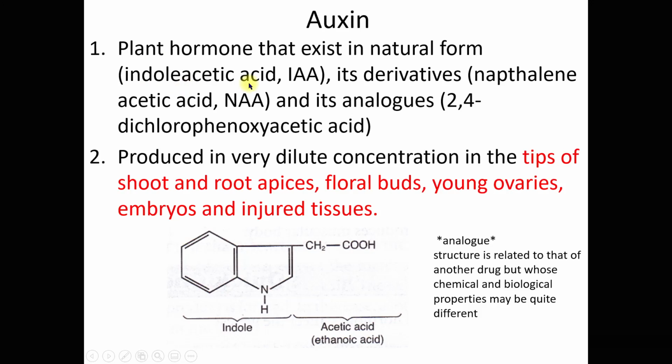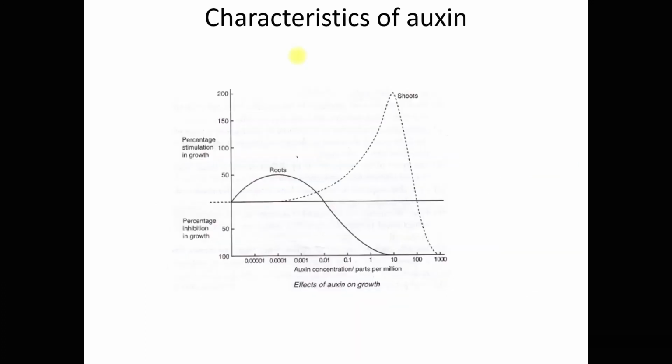Okay, and a derivative of auxin is naphthalene acetic acid, and its analog is 2,4-dichlorophenoxyacetic acid. This is not that compulsory for you to know for your level, but indole acetic acid and auxin, you have to know these two names. Auxin is produced in very dilute concentration in the tips of shoot and root apices, floral buds, young ovaries, embryos, and injured tissues. Now let's go into the characteristics of auxin.